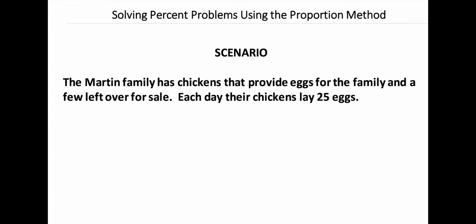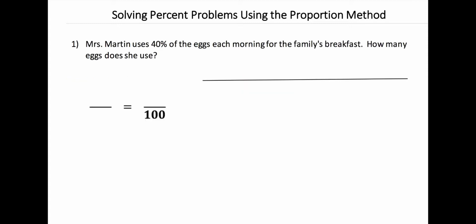All right, the scenario this time says, the Martin family has chickens that provide eggs for the family and a few left over for sale. Each day, their chickens lay 25 eggs. Some of the eggs that they get every day, there are 25 of them we've just learned. That's probably going to be important. Some of them they use for themselves, and some that are left over they sell to somebody. So let's go down and let's look at the first problem.